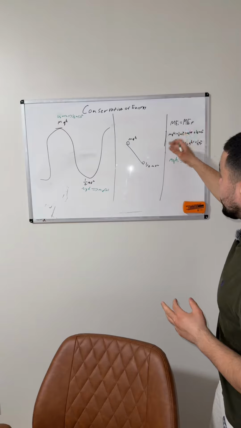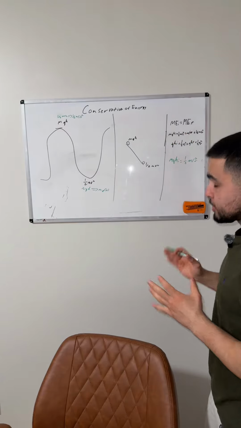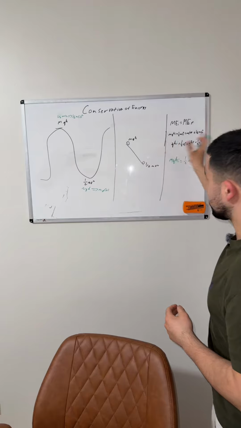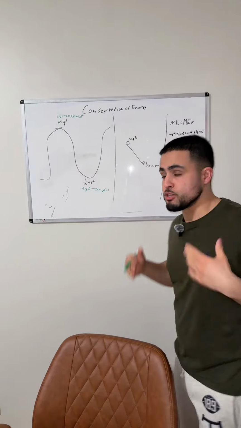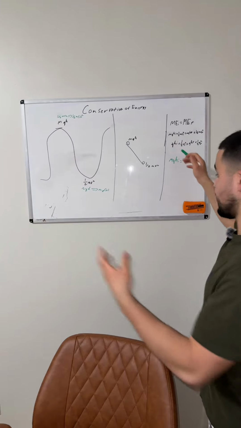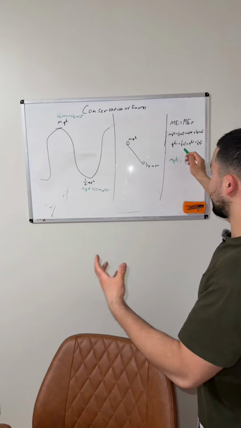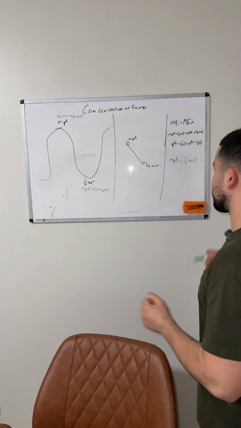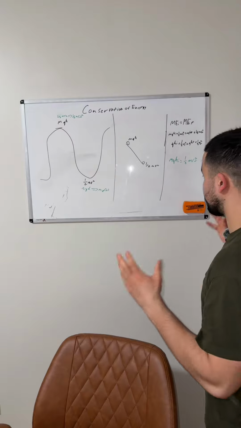Now, we went ahead and crossed out the masses over there because notice how mass is on both sides of this equation in every single term. So you can just cross it out and you're left with gh initial, h is the height, plus half v squared initial equals gh final plus half v squared final.